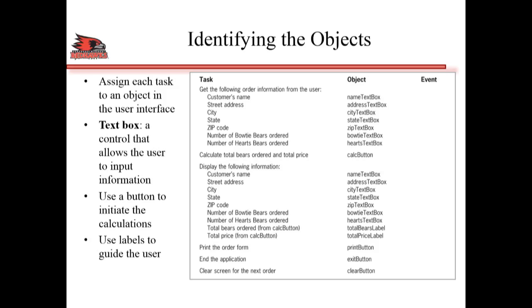And there should be labels for the number of total beers ordered and total price, and beneath those labels, all the numbers should be there. And there should be a button to print the order, there should be a button to exit the application, and there should be a button to clear the entire form.